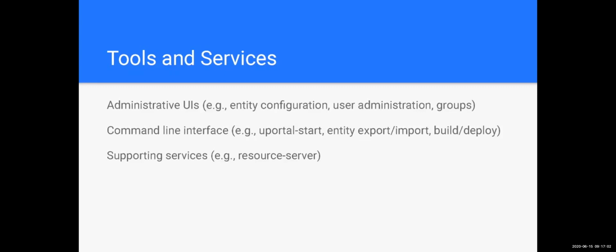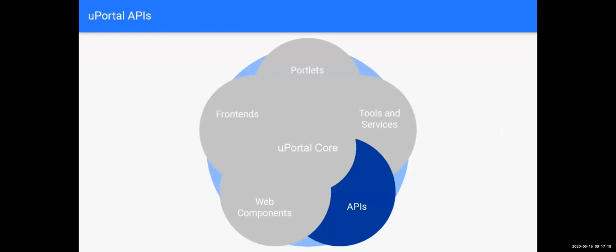There are also several web apps and portlets that support uPortal. For example, we have a resource server app that acts as a CDN in uPortal. By making this distinct, it facilitates implementers to identify what can go into a CDN if they have that in their current existing infrastructure. On we go to APIs.